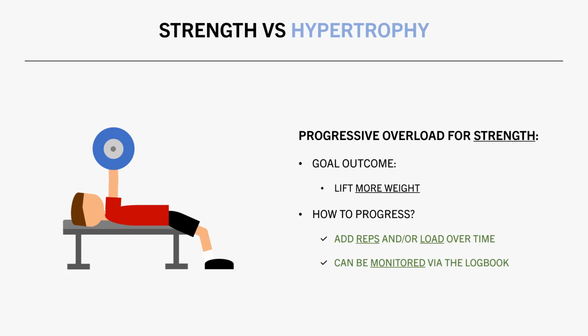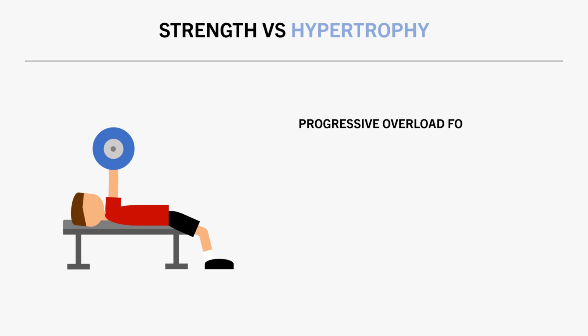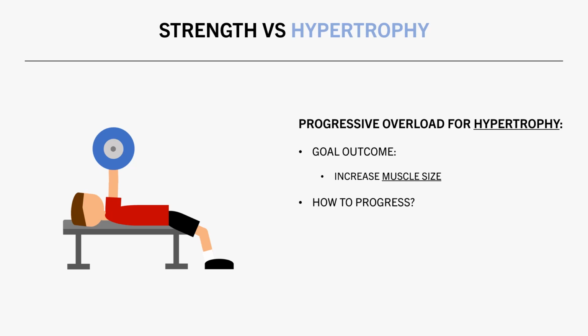But when it comes to hypertrophy, the goal adaptation isn't to lift more weight over time like it is with strength. The adaptation we are after is an increase in the size of the muscle. The reps and load we lift are just ways to induce a hypertrophic stimulus. And while it is generally beneficial to increase reps and load over time for muscle growth, there are also other training variables that influence the hypertrophic stimulus too.